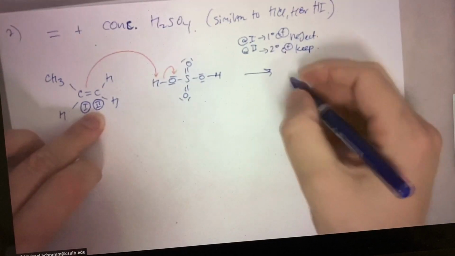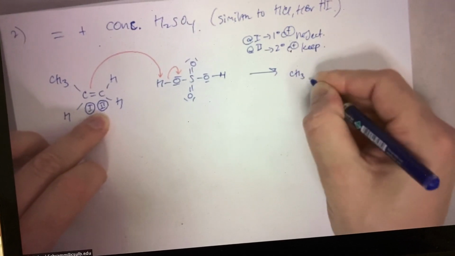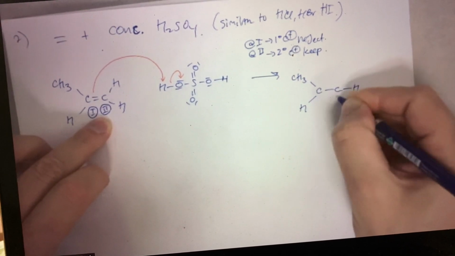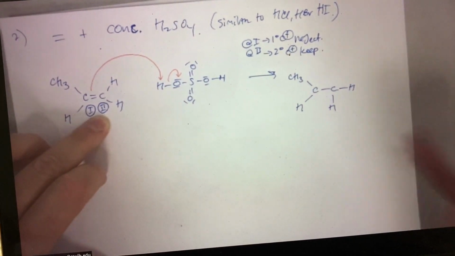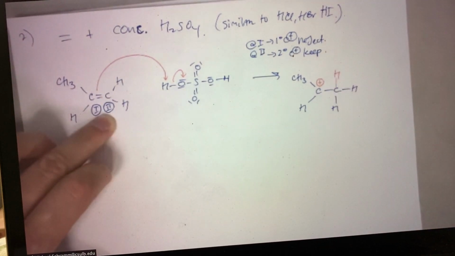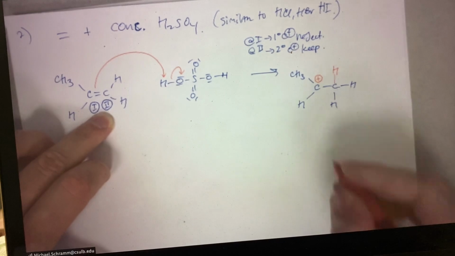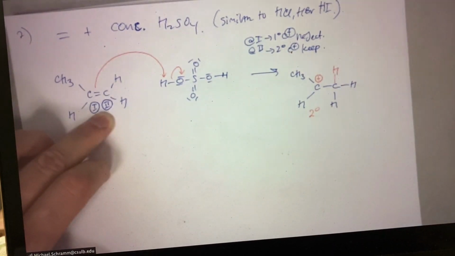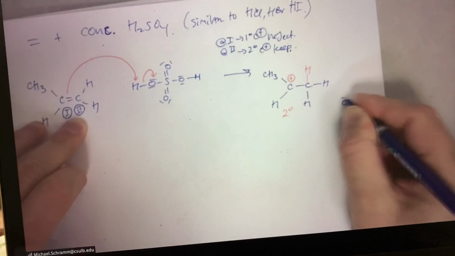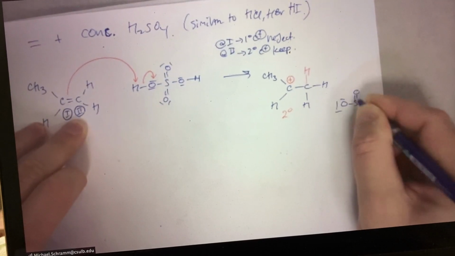Not going to draw these right now, but you guys should when you are practicing these examples. You should put it upon yourself to draw both possibilities out. Again, for brevity's sake, I'm not going to, but I expect that you should. This will be our secondary carbocation. And with this secondary carbocation, finally we'll have sulfate floating around.